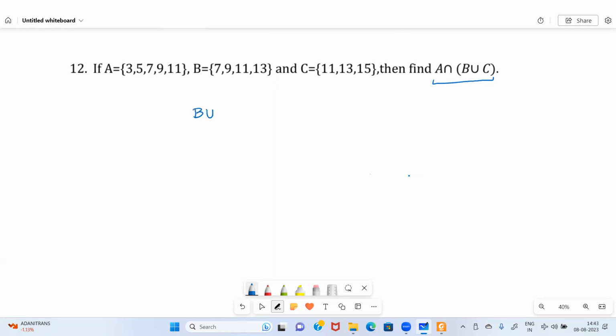Let us compute what is B union C. So what have I told you, students? You just have to include all the elements in B as well as whatever elements are there in C once. So we'll write all elements in B. So that's 7, 9, 11, and 13. And all elements in C. So we have 11, 13, and 15. Since 11 and 13 is already entered, you don't write it again. So you will simply write the one which is missing, which is 15. Therefore, this is going to be your B union C.